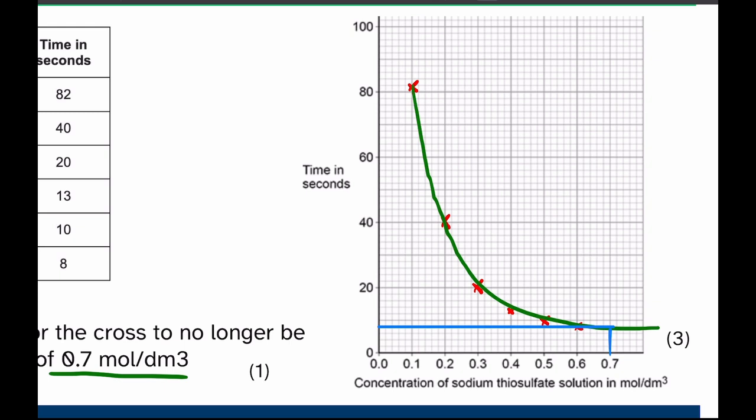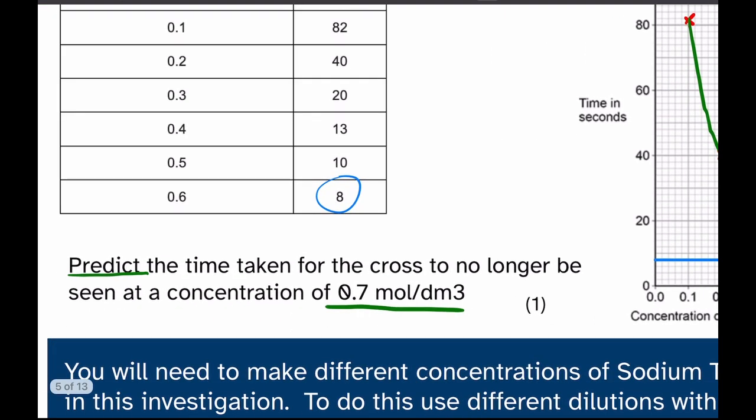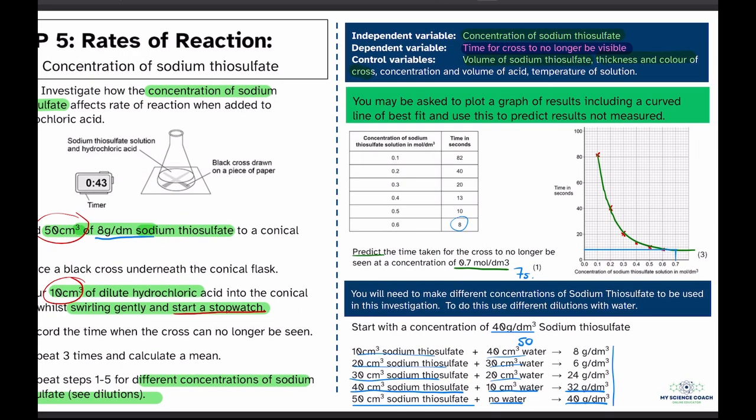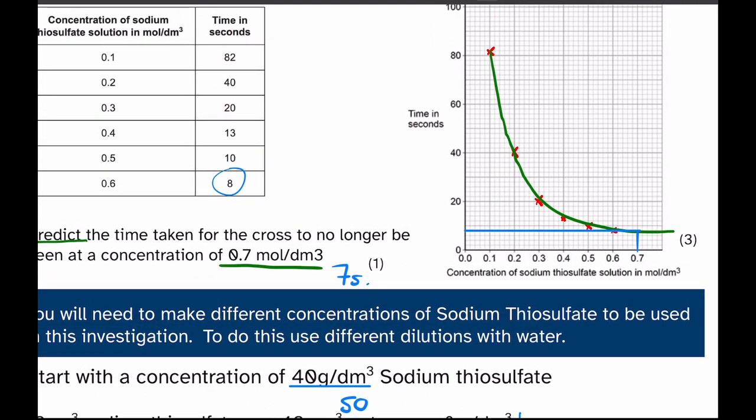So based on my data there, I think it's going to be 8. Okay, maybe actually it should be a little bit lower than that. That one was 8, so maybe we're going to say that it was 7 seconds. Either way, we can see that as we increase the concentration, the time taken is decreasing. However, as you increase the concentration to a certain point, it stops being as much of a factor.